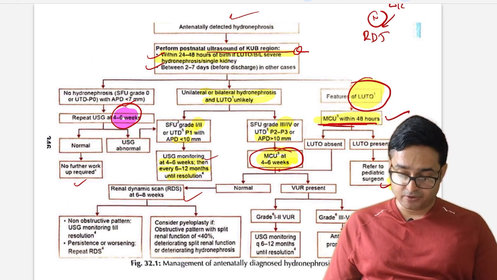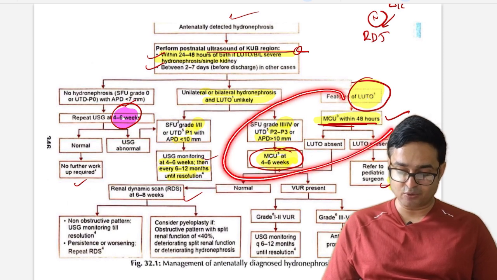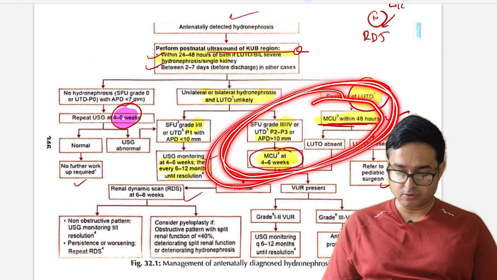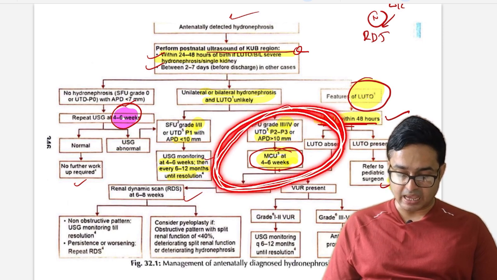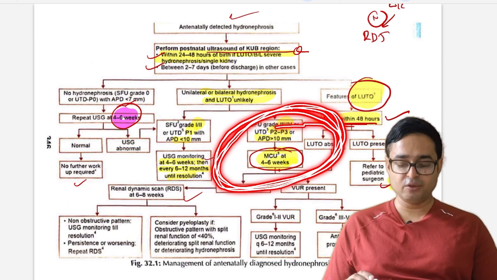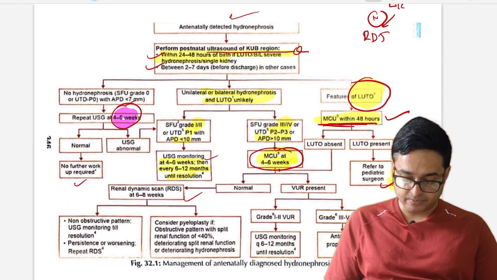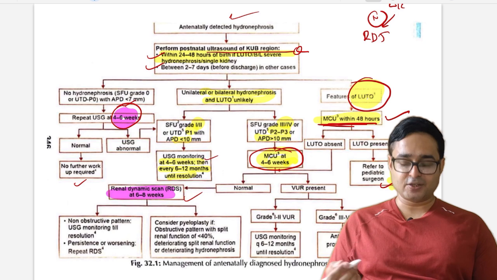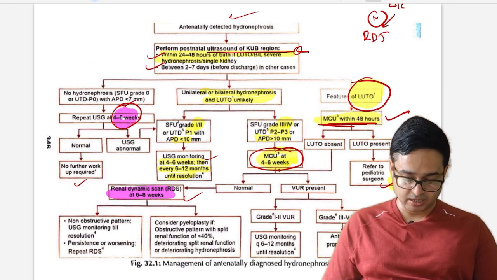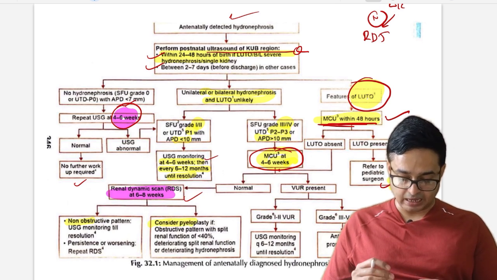Okay, if you found MCU is normal in these two scenarios, LUTO absent or this scenario, you did MCU, you found there is no VUR, what you will do? You will go for renal dynamic scan at 6 to 8 weeks. So this is the last limb of this exhaustive looking flow chart. You'll see non-obstructive pattern and obstructive pattern, along with other things you will see.